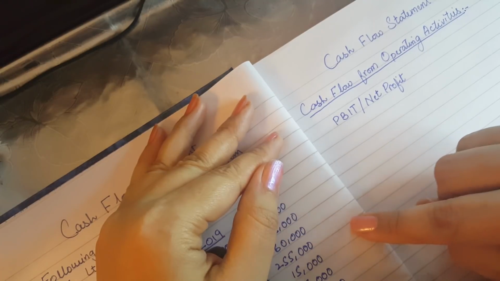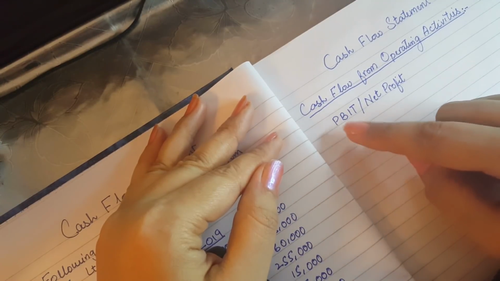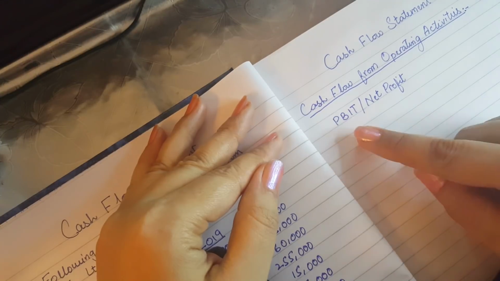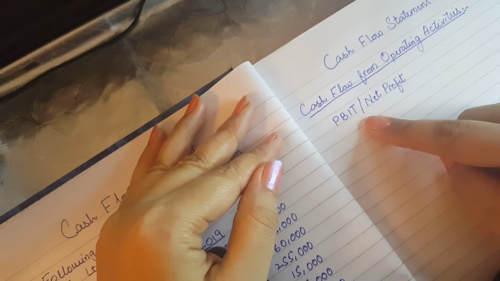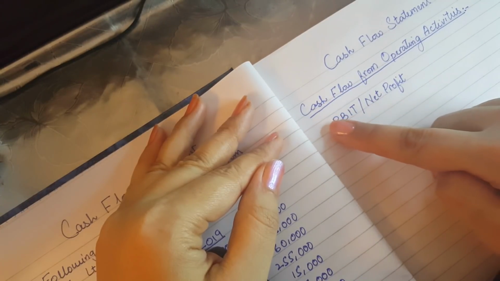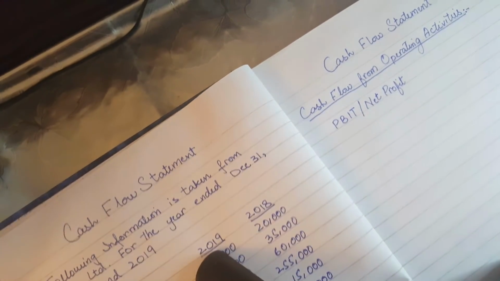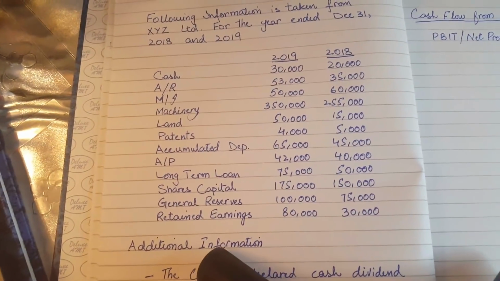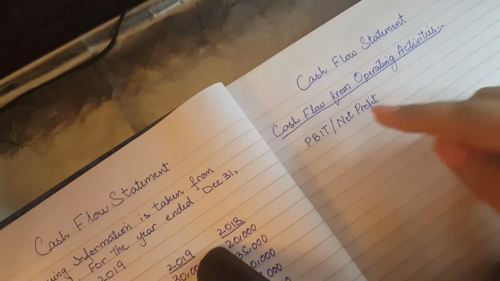For example, in this question, we are neither given with the information of interest nor of taxation. So here we cannot calculate profit before interest and taxation. Whenever you find any information regarding interest or taxation in a question, then we will calculate this value, which is profit before interest and taxation. But here in our question, as you see, we are not given any such information. So this is the case where we will take net profit.